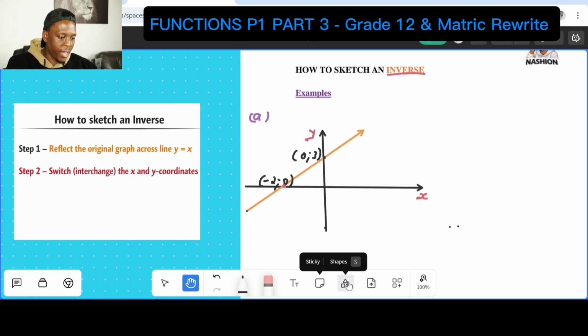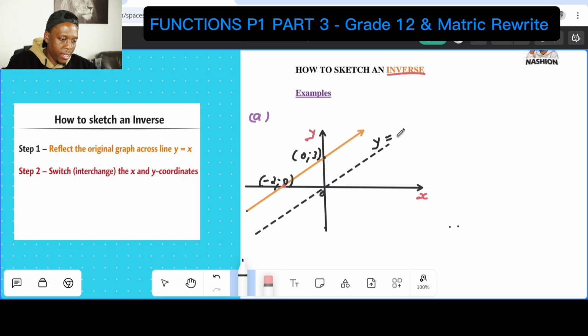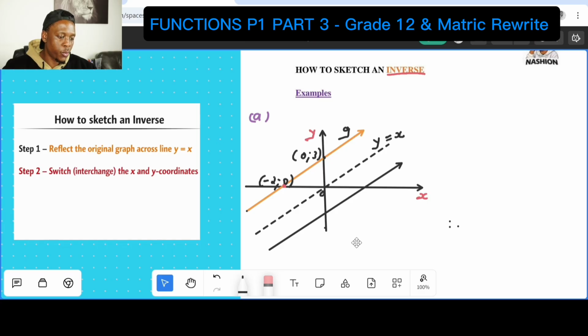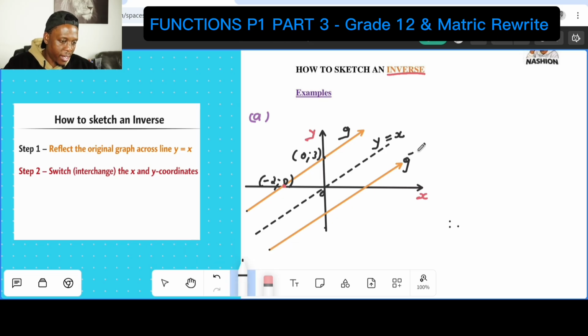Let's see the line here cutting through the origin. So this is our line y = x. We take this orange graph and reflect it across line y = x. That's what we get. Let's give it the same color since it's a reflection, but the name is going to change. It's no longer g, we are calling it g to the power -1.